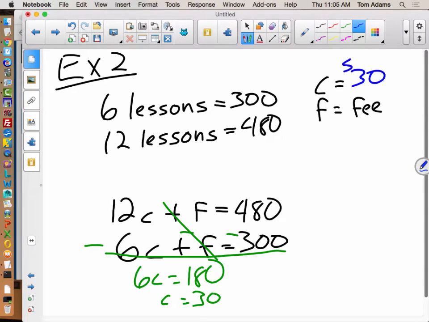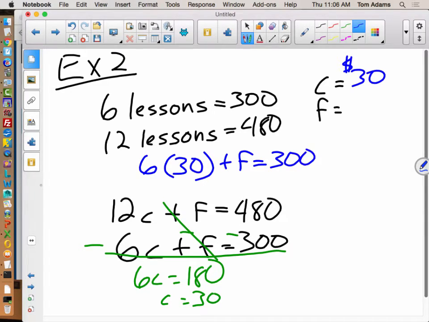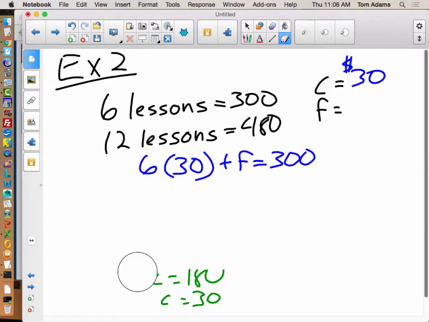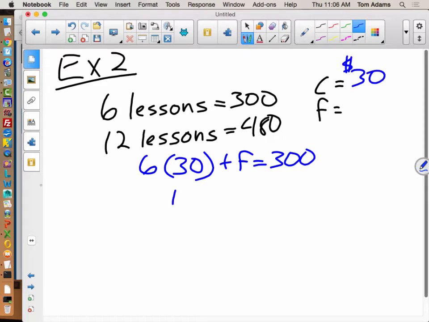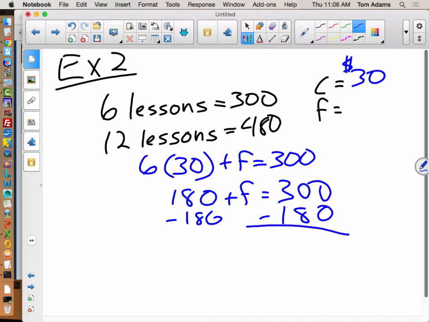Now how do I find out what the one-time fee is? Plug it into one of the original equations. So if I said 6 times C, which is 30, plus F equals 300, well, I'm going to have to solve for F. So I've got 180 plus F equals 300. Minus 180, minus 180, and I get F is equal to 120.